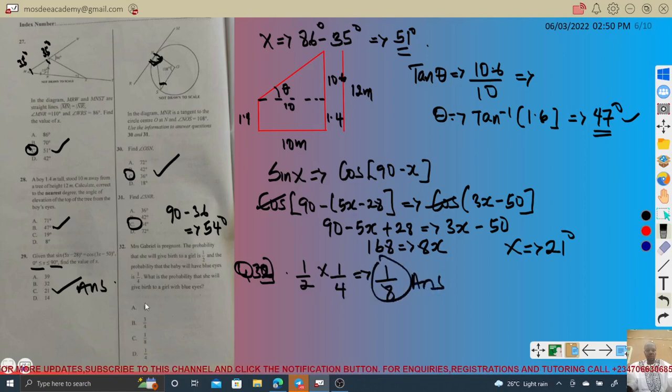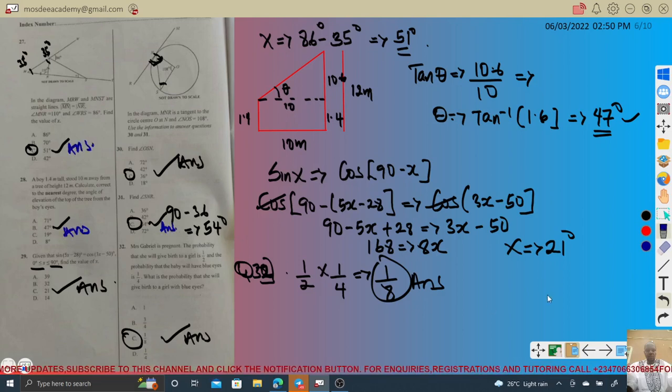I hope you don't make mistakes while solving, because sometimes you can know something and you still make mistakes. That is what I don't want. I don't want you to be making silly mistakes. Please note that these are the correct answers, and that is why I'm taking my time to provide them first, before you can see them anywhere. You can always see it at Mosdy Academy. That is that.